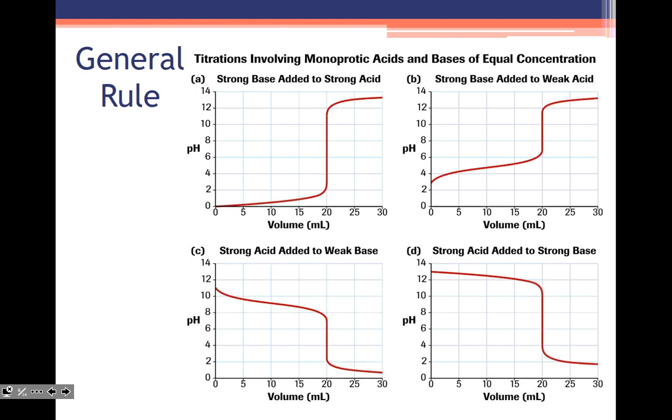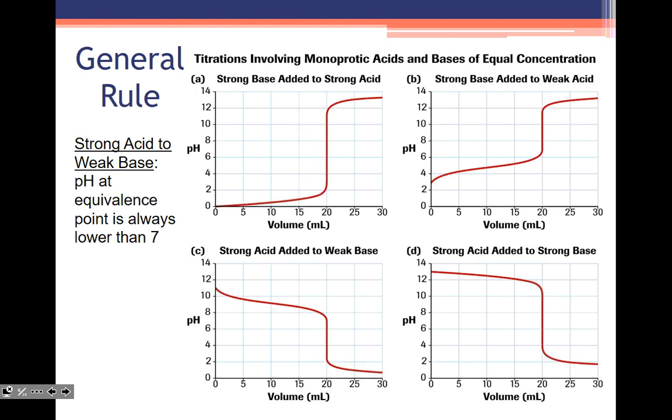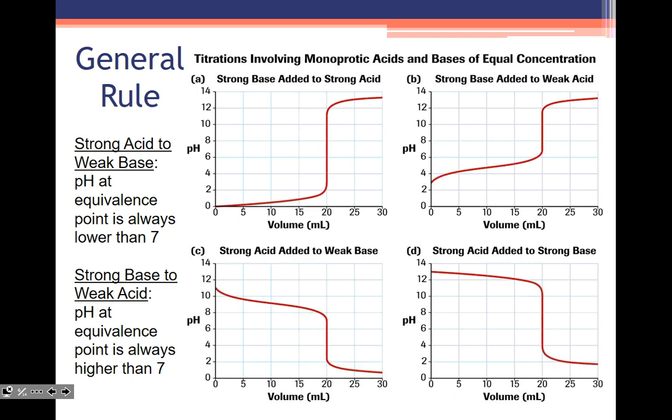Okay, here's a general rule. Let's take a look at the general rule, and then I'll show you what that is. Strong acid to weak base, pH at the equivalence point is always lower than 7. When you have a strong acid and a weak base combo, the pH at the equivalence point is always lower than 7. When you have a strong base to weak acid combo, the pH at the equivalence point is always higher than 7. Well, let's see if that's true.